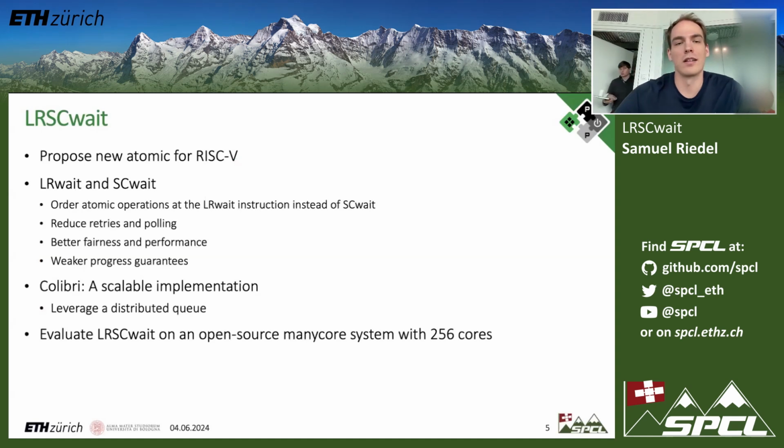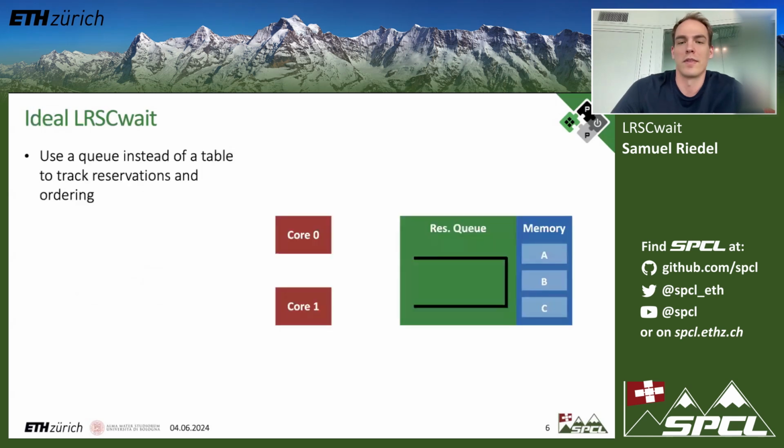So what we'll talk about is essentially this new atomic, load reserved wait and store conditional wait, which will give us better fairness, performance, and so on. But we can also talk a bit about the weaker progress guarantees, and then specifically also about Colibri, a scalable implementation of this scheme leveraging a distributed queue. And then, of course, we'll evaluate it on one of our architectures.